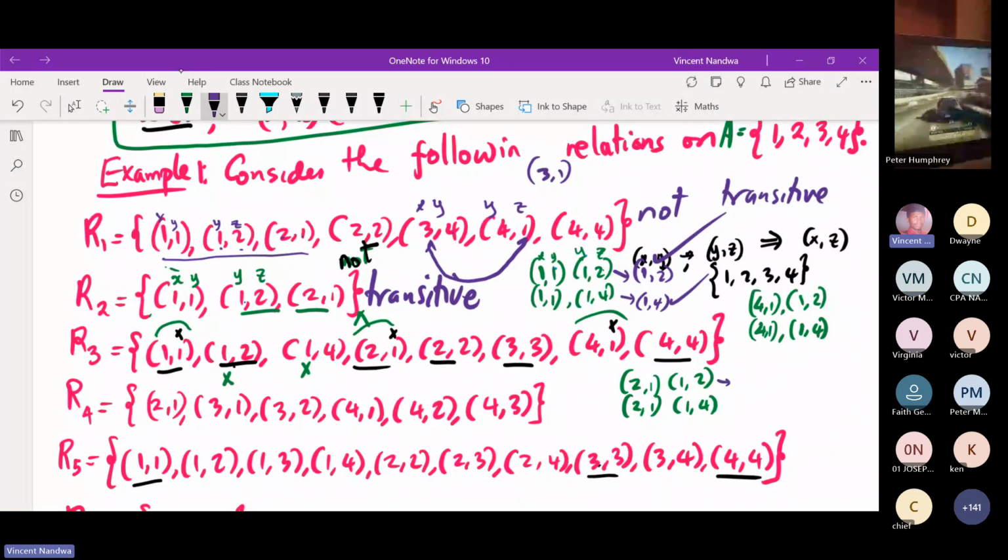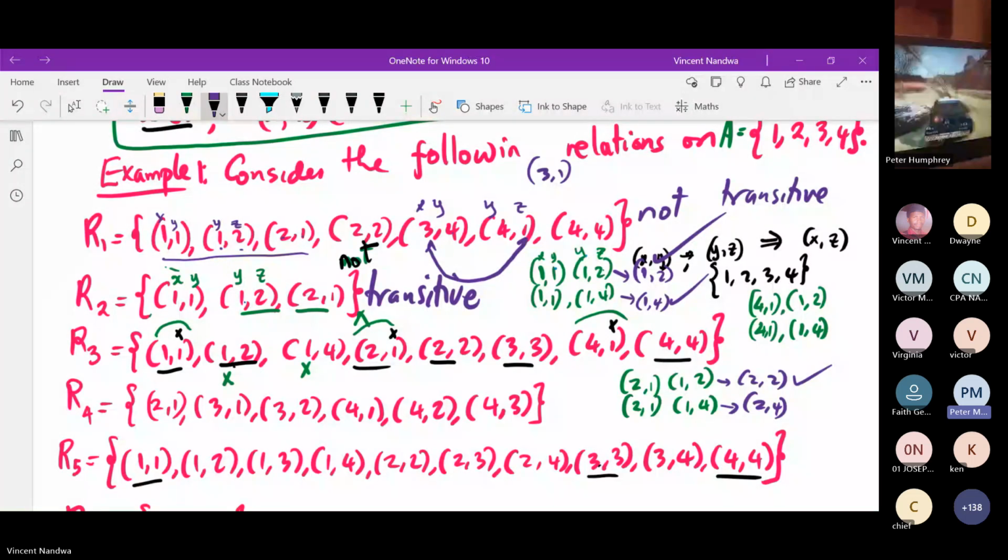What am I expected to have? 2, 2. Is 2, 2 there? Yes. So 2, 2 is there. And then 2, 1 and 1, 4. I'm expected to have 2, 4. Is 2, 4 in that R3? No. So then what's the verdict?